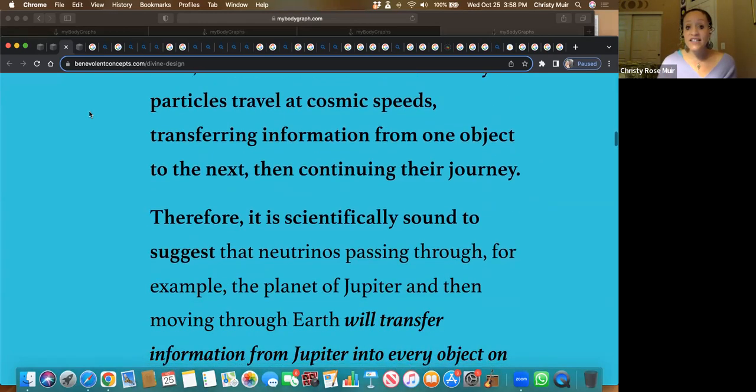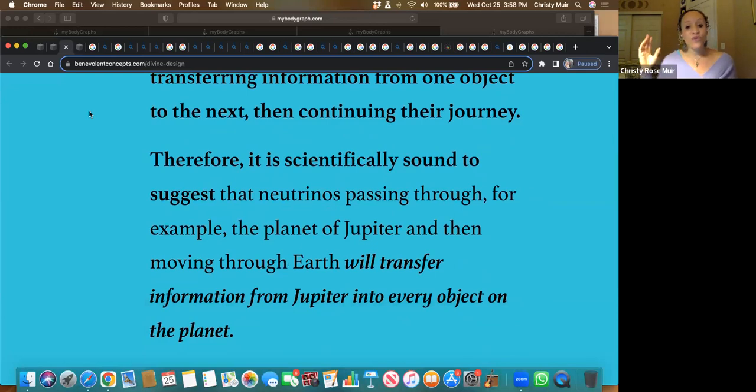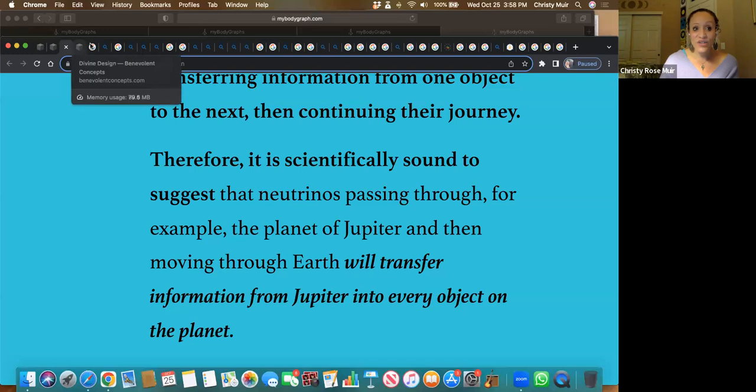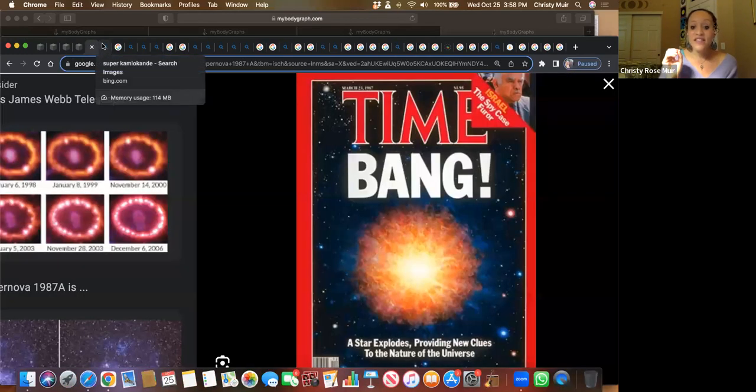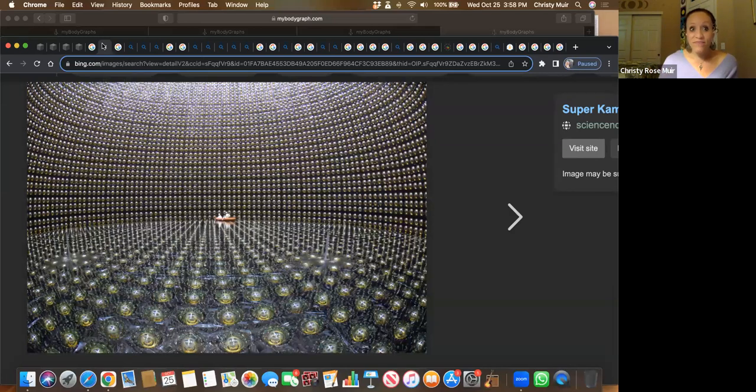Therefore, it is scientifically sound to suggest that neutrinos passing through, for example, the planet Jupiter, and then moving through the Earth will transfer information from Jupiter into every object on the planet. Isn't that an interesting thing to contemplate? That this explosion of a star so far away in the universe gave scientists information, because the neutrinos and the light traveling through space from this explosion carry information. We're going to talk about that a little bit more in a moment.